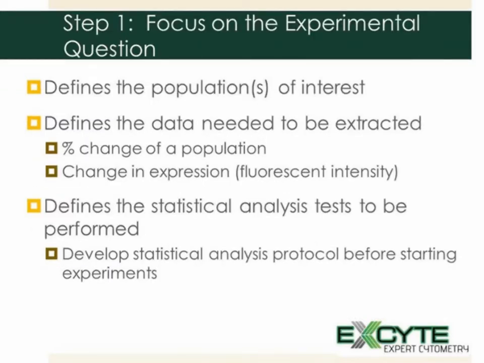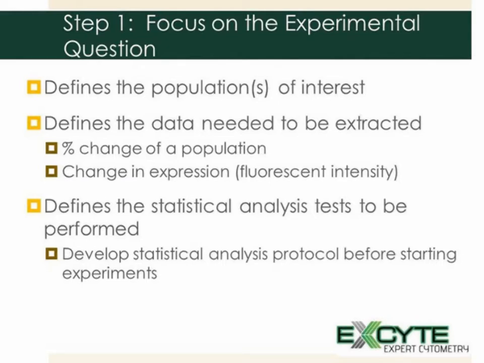Step 1, focus on the experimental question. By focusing on the experimental question, it helps us define the populations of interest, and what antigens we will need to define the cells that we are studying in our assay. Once we've defined the cells we're studying, we need to focus on the data that we need to extract from our experiment. This data could be a change in population.